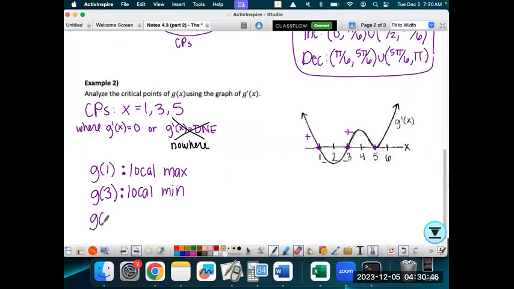G of 5. The outputs for G prime are positive to positive. So G of 5 is neither a max or a min. So what I would expect my graph to probably look like there would be some sort of vertical tangent, or I could actually have a critical point like this. Momentary slope of 0, positive slopes to positive slopes. So I wouldn't expect that to be a local max or a local min.